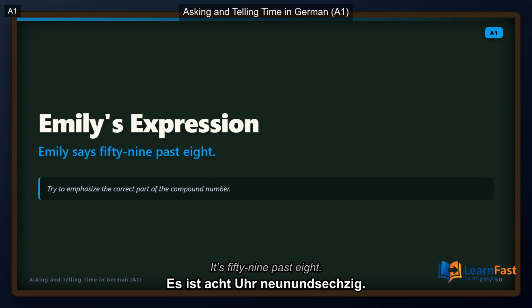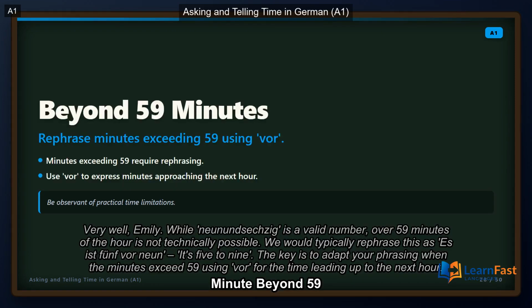Es ist 8:69 Uhr. Very well, Emily. While 8:60 is a valid number, over 59 minutes of the hour is not technically possible. We would typically rephrase this as es ist 5 vor 9, it's 5 to 9.